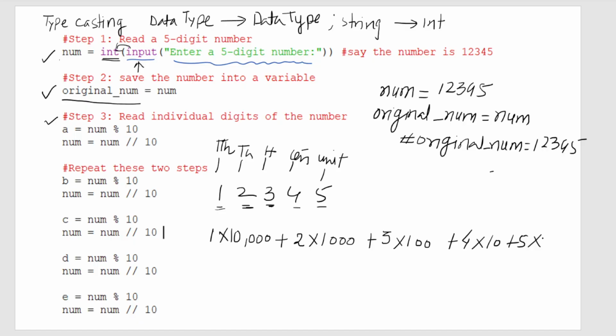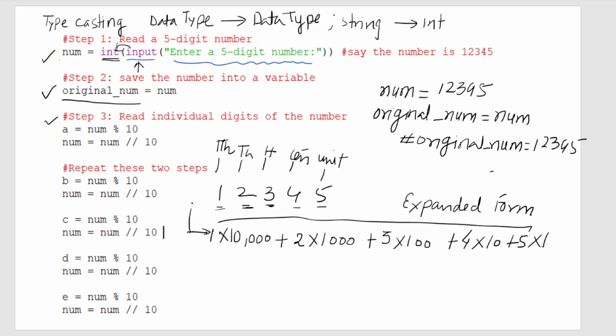And what is this called? What do we call this in mathematics? We call this the expanded form. Okay, we call this the expanded form, right? So this is how this number has been created. From the expanded form we get this number.